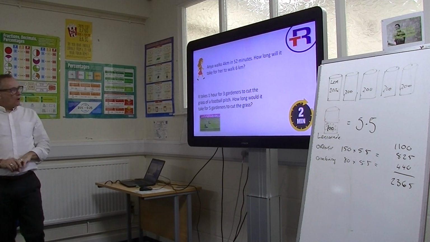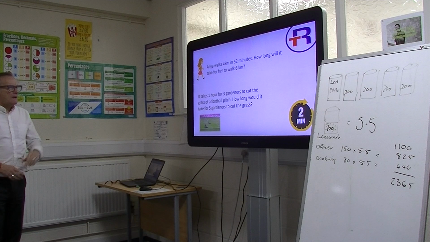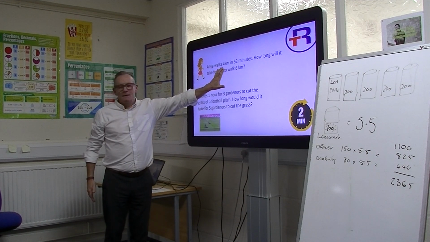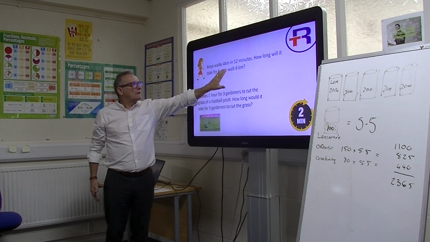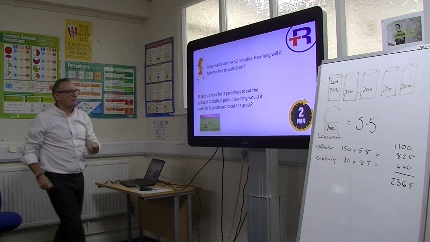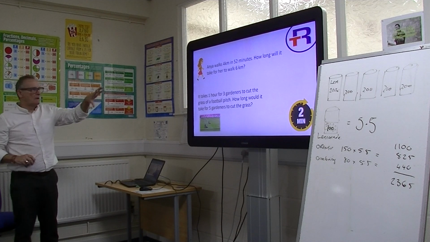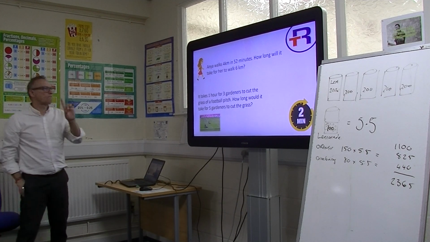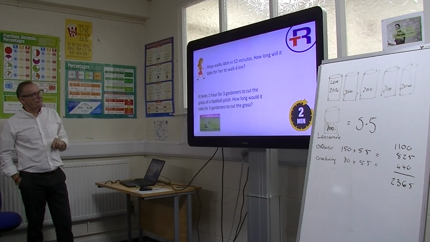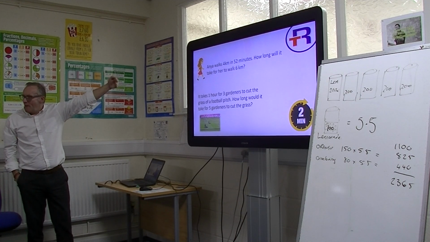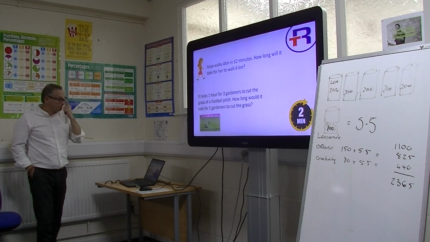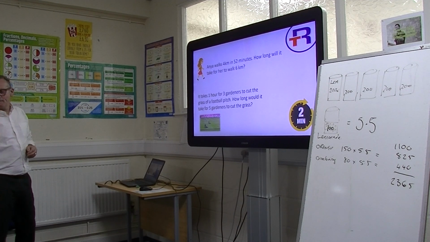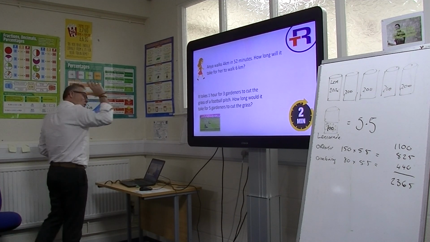Anya walked 4 kilometres in 52 minutes. How long will it take her to walk 6 kilometres? Think about the cakes with that one, rather than thinking about what we've just learned. Find out how long it is going to take her to walk 1 kilometre. It's more like a direct proportion question, that one. Once you've got that, she can walk as far as she wants.